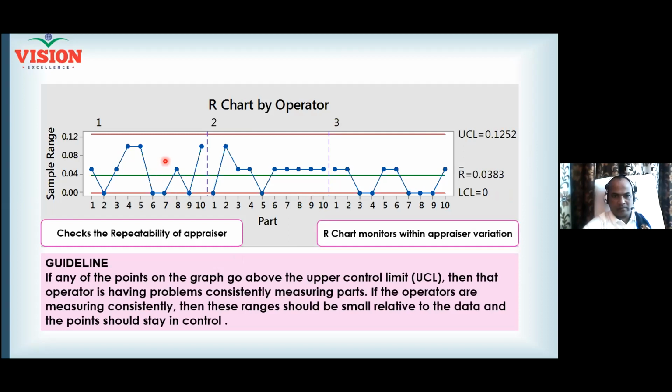Appraiser 1. Why do you say he is bad? Because most of his readings are far away from the center line. Yes. But in my opinion, overall I would say it is good because all of them are able to maintain their variation within the control limit. So that way they are good. But within the 3, if I want to further perfect my measurement system, probably I will focus on appraiser number 1. You get my point? I will probably train him further, and then the repeatability component can come down.